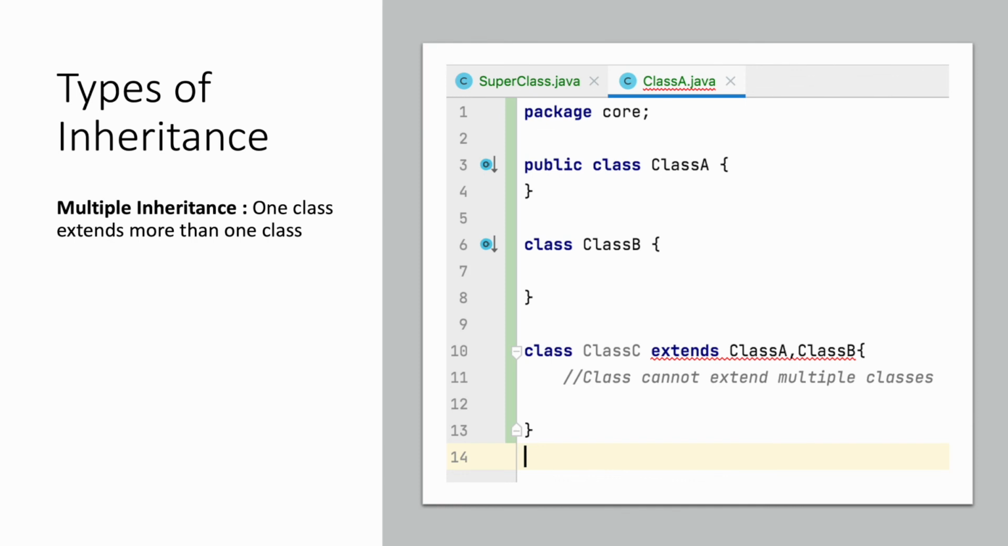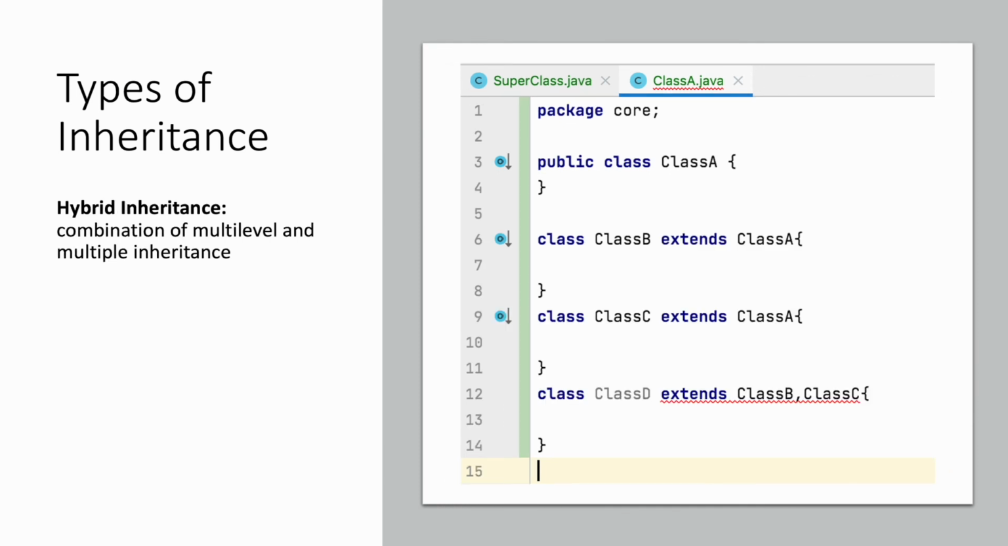And the next type is hybrid inheritance. This hybrid inheritance is nothing but a combination of multi-level and multiple inheritance. Hybrid inheritance is also not supported in Java through classes. It can be supported through interfaces. This is all about inheritance in Java.